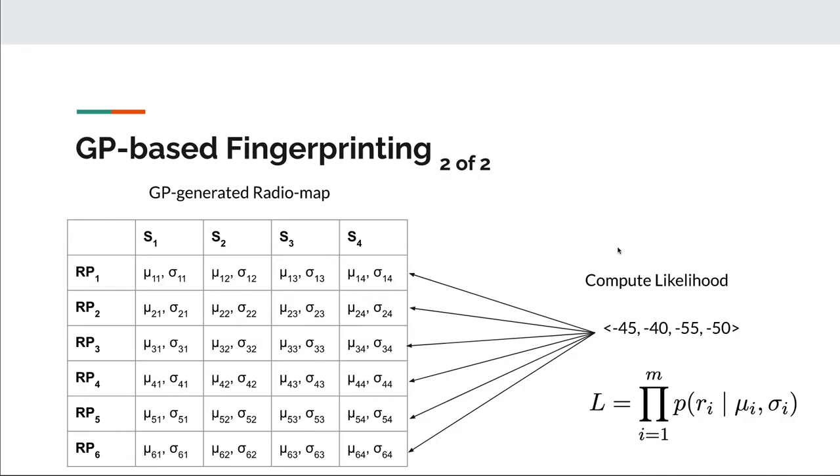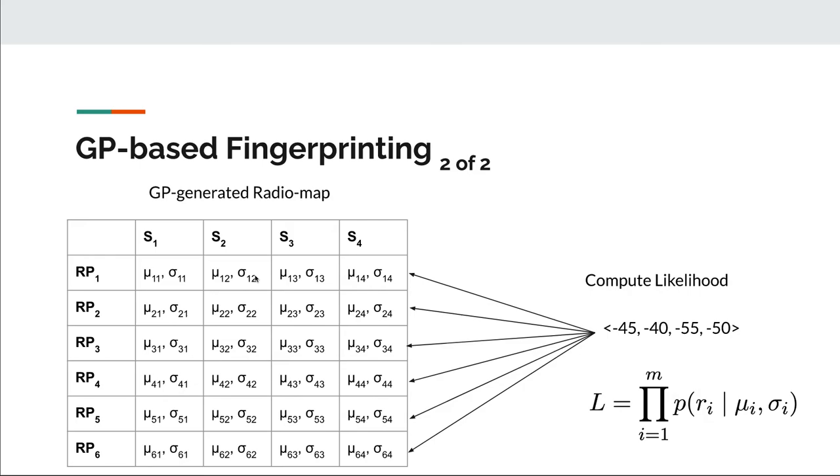For instance, let's say we want to find the likelihood of the unknown RSSI vector belonging to RP1. We will first compute the PDF of -45 belonging to the Gaussian distribution defined by mu11 and sigma11. And then we compute the PDF of -40 belonging to the Gaussian distribution defined by mu12 and sigma12, and so on and so forth until we obtain 4 PDFs from each RSSI measurement in the unknown RSSI vector.